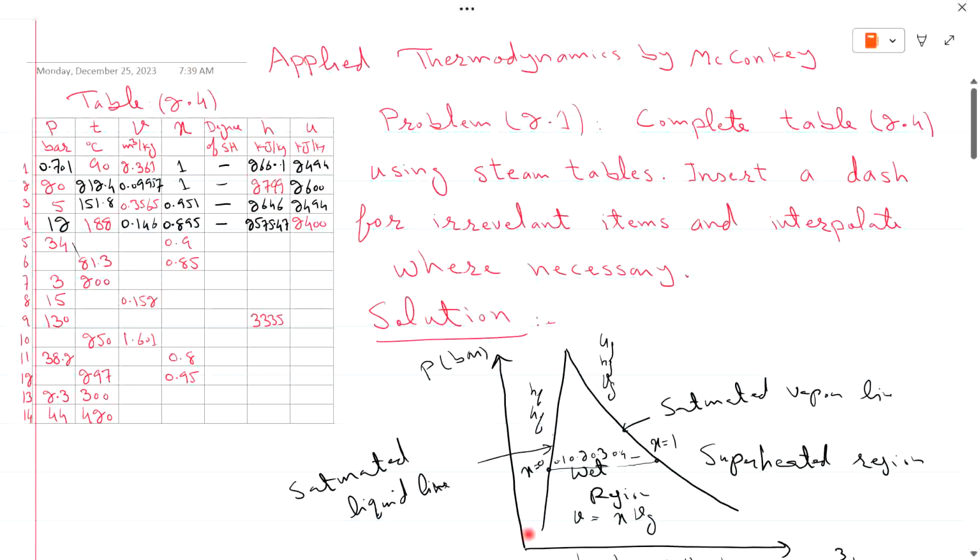So the value of temperature is 240.9. The value of specific volume is 0.0529. Degree of superheat is not defined in wet region. The value of specific enthalpy is 2627 kilojoule per kg. The value of specific internal energy is 2446.5 kilojoule per kg. At row number 6, temperature and dryness fraction is given.